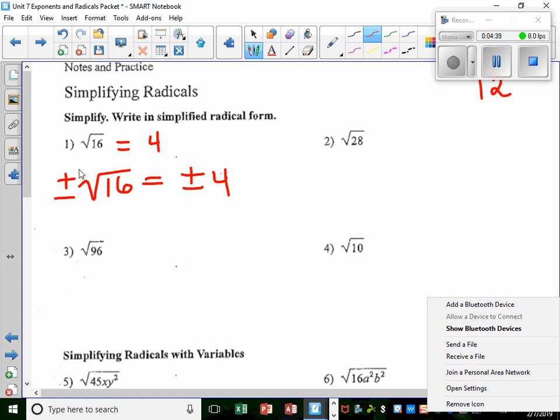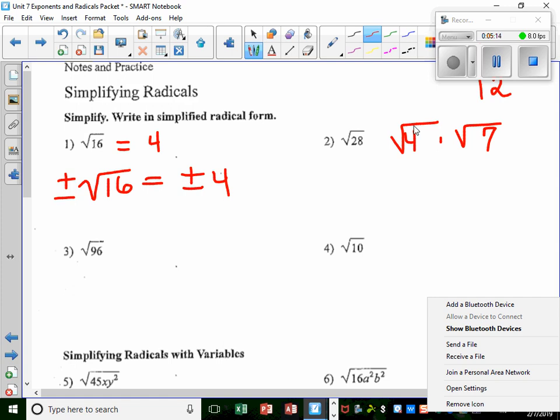All right, so this was a perfect square. This is not a perfect square. However, there's a factor in 28 that is perfect. What do I mean by that? What times what gives you 28? Think of some factors of 28. What times what gives you 28, where one of those numbers is a perfect square? Yes. 4 times 7. So this is how we do this. 4 times 7.